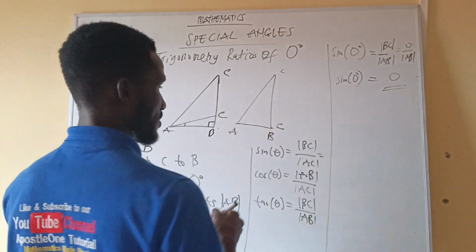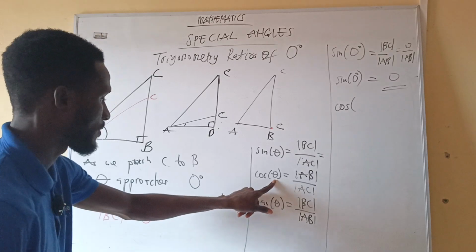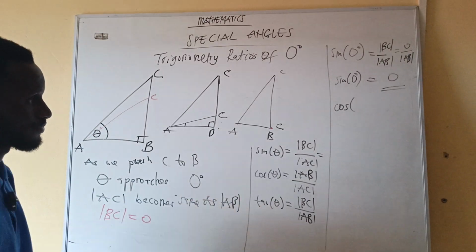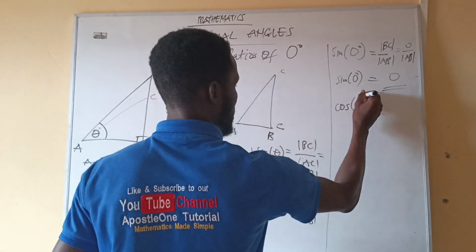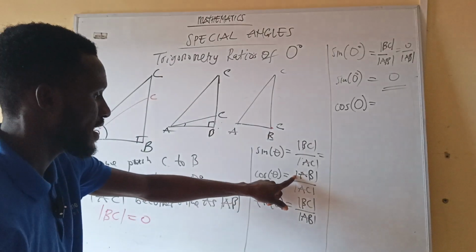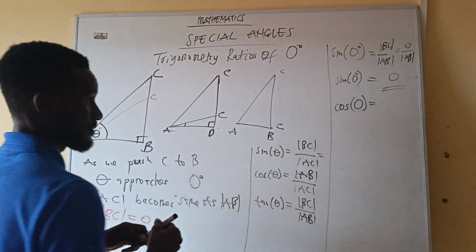Now let's come to the cosine. Cos of the angle theta. Now we said that as the theta approaches 0, now when theta is approaching 0, what happened? Cos theta is equal to what? AB. What is our AB? AB is this side, right?